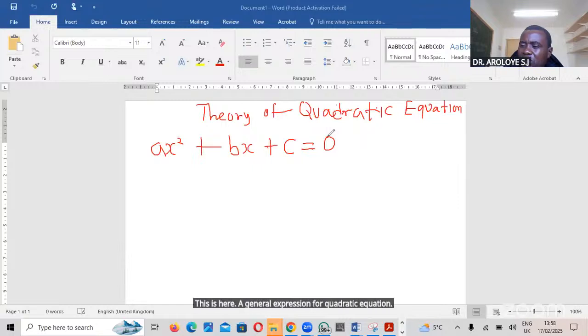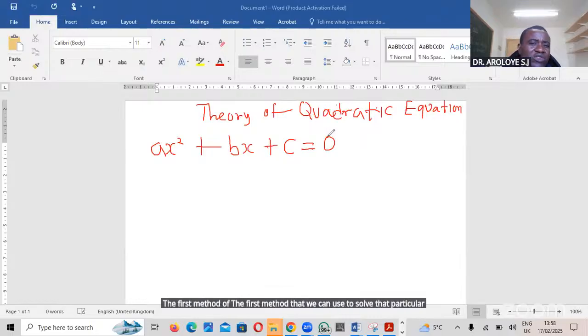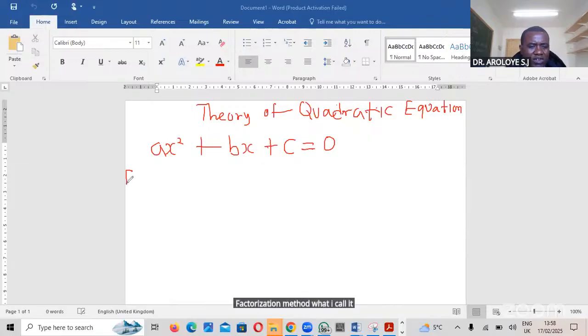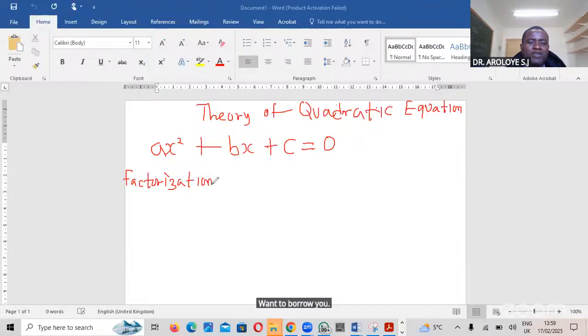Then the question now leads us to, how do we solve a quadratic equation? The first method that we can use to solve a quadratic equation is called the factorization method.